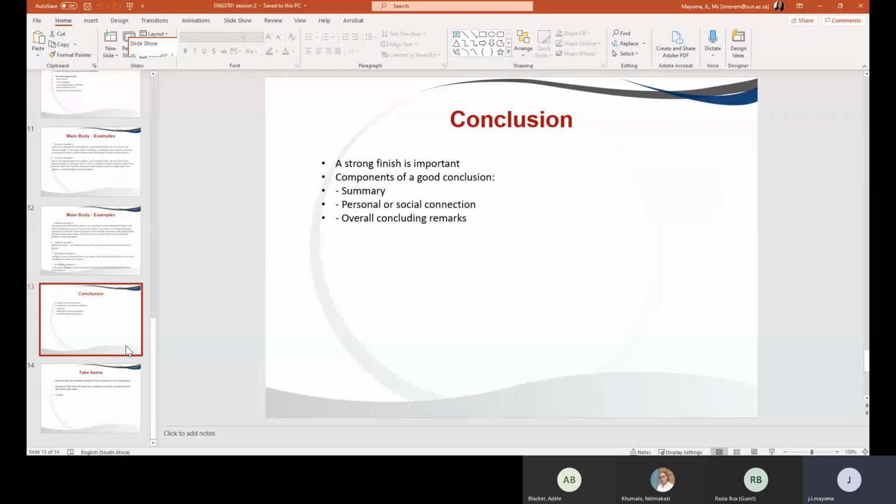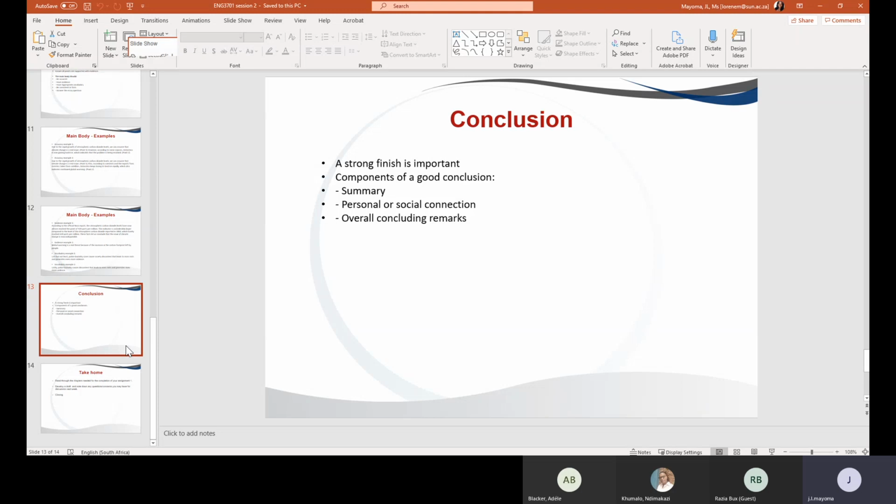We said that just as you need a strong start, you need a strong finish in a race or even in your essay writing, because your conclusion is ultimately the last thing that the person is going to read. And when the person puts your essay down, whatever you've had in your conclusion will still be ringing in their brains. So it doesn't just go away. That's why it's important to have a very strong finish that summarizes the main points, but also gives your overall concluding remarks. A strong finish usually also has some sort of personal or social connection.